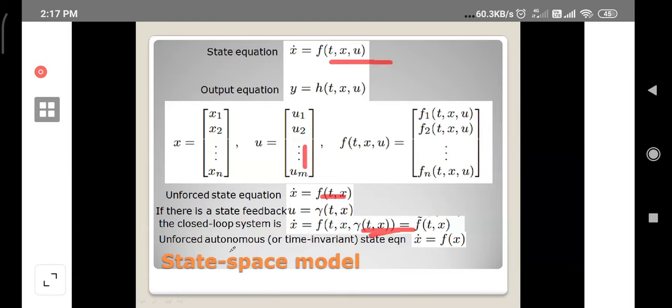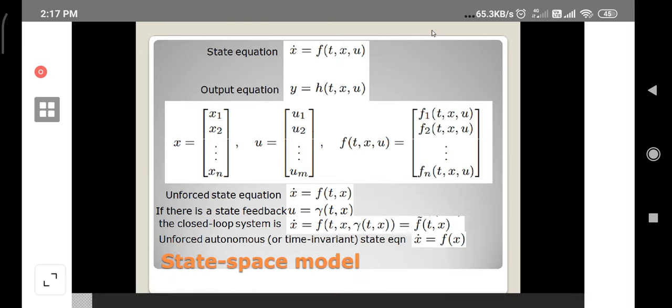Suppose the system is autonomous, that means there is no input, it's an unforced system, or time invariant, because there is no effect of time on the system. Such type of systems have an equation of x dot equal to f of x only. Thus, the change in x depends on state only. Whatever happens in the input, there will not be any effect here. That type of systems are called autonomous systems, and the different types of equations are represented here for your reference.